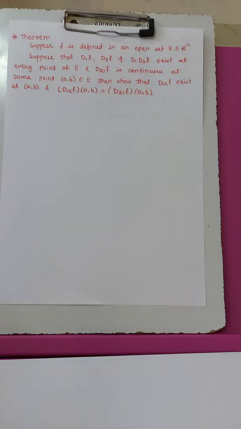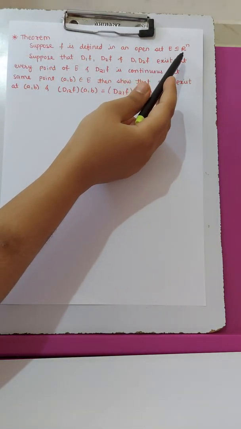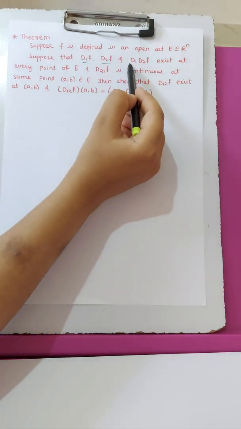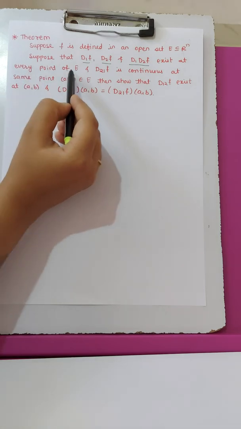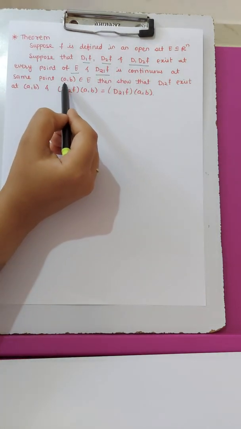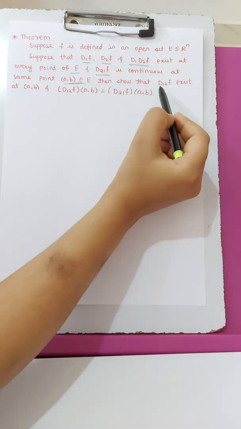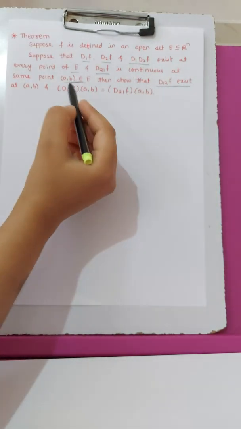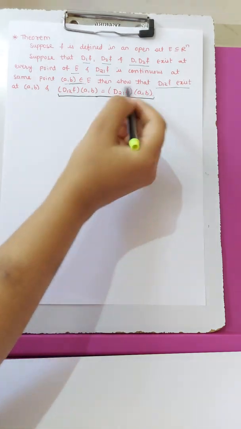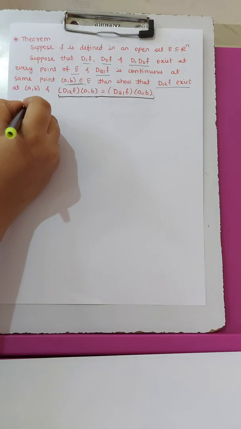So now the next theorem states that suppose f is defined in an open set E which is a subset of Rn. Suppose that d1f, d2f and d21f exist at every point of E and d21f is continuous at the same point (a, b) belongs to E. Then we have to show that d12f exists and d12f(a, b) is equal to d21f(a, b). So let's start with the proof.